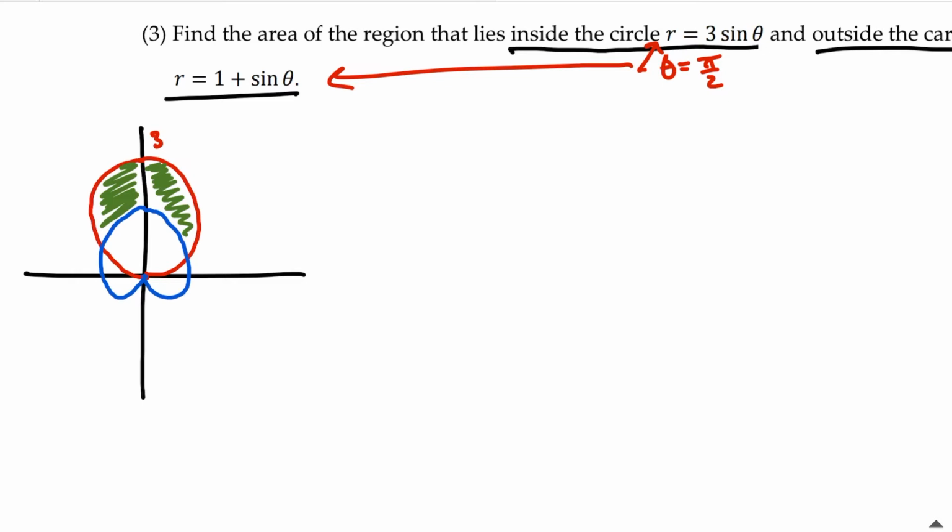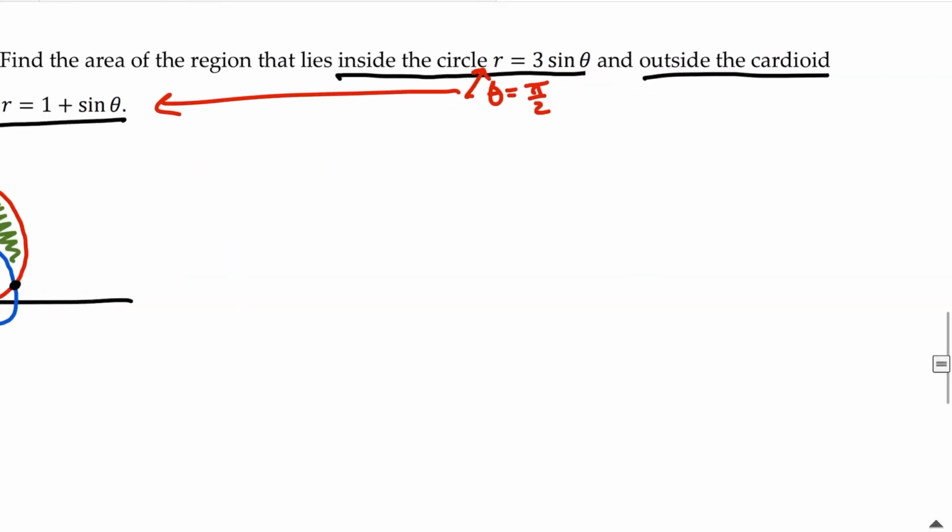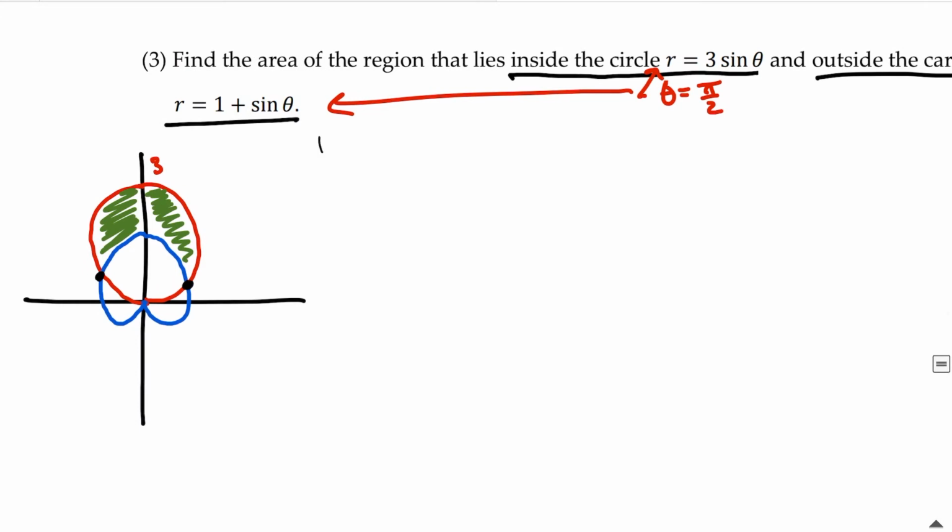And what we're going to notice here is that just like area between curves for rectangular functions, we're going to be interested in those intersection points. My picture's off here. Clearly, those are going to be symmetric in some way. So why don't we start with intersection points? So intersection points are going to be something we'll be interested in. So let's put that up here.